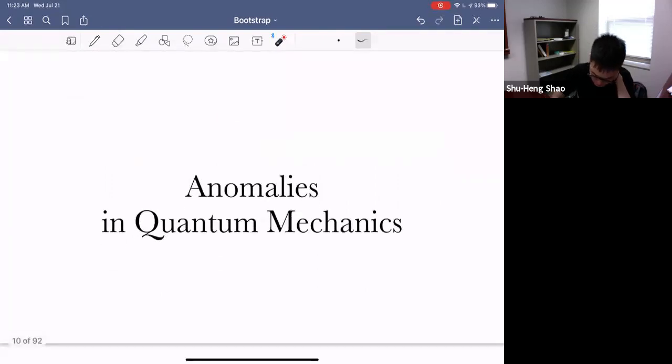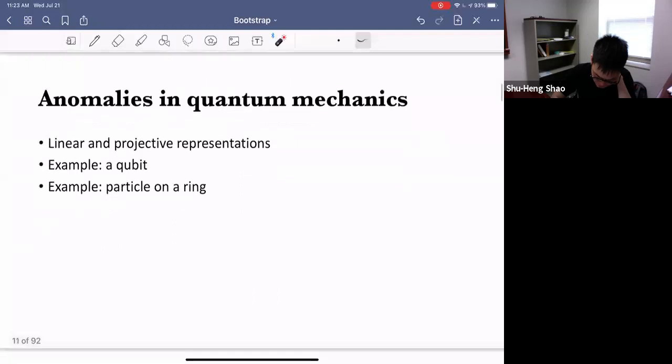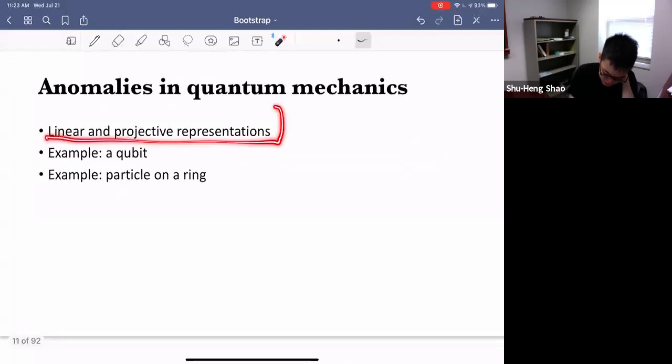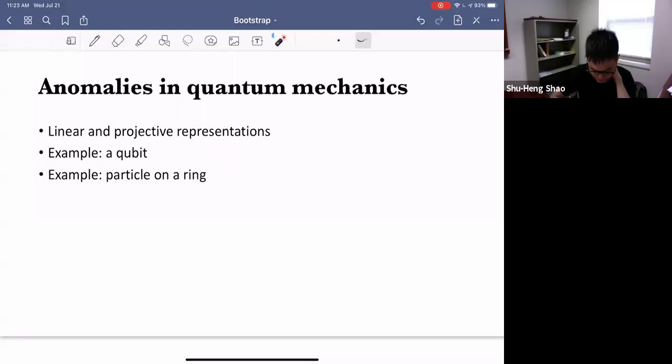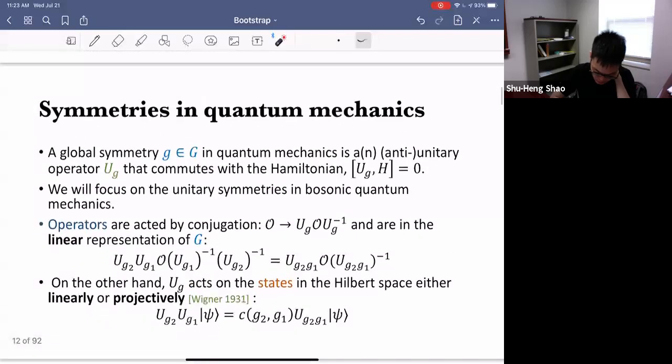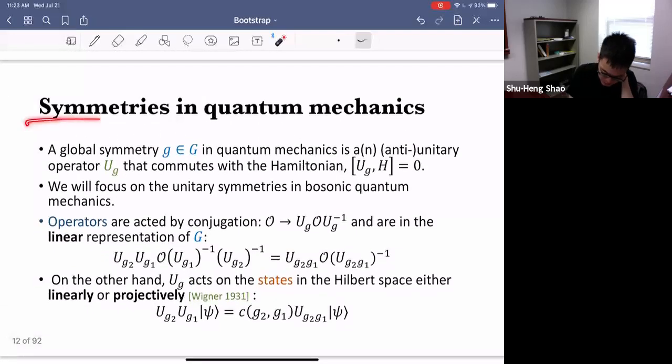So I'll start with quantum mechanics. I'll begin with a general discussion about global symmetries in quantum mechanics, and I'll give two examples of quantum mechanics with anomalies. So let's start with what we mean by a global symmetry in quantum mechanics. A global symmetry in quantum mechanics is an anti-unitary or unitary operator that commutes with the Hamiltonian. For simplicity, I'll just talk about unitary global symmetries in bosonic quantum mechanics.